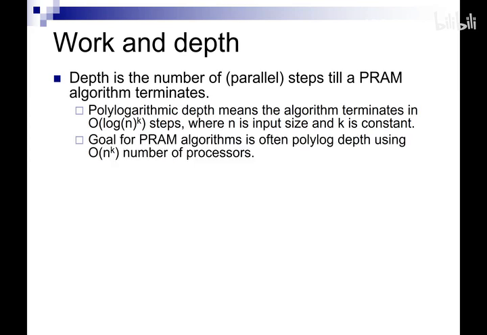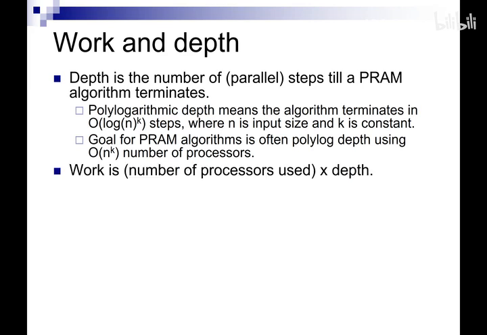And at the same time that you want it to terminate quickly, you also don't want to use too many processors. So we also want to use a polynomial number of processors. Maybe you want the algorithm to terminate in log n number of steps using n processors, for example, or maybe log squared number of steps using n squared processors. Those are typical parameters that we try to achieve for PRAM algorithms.